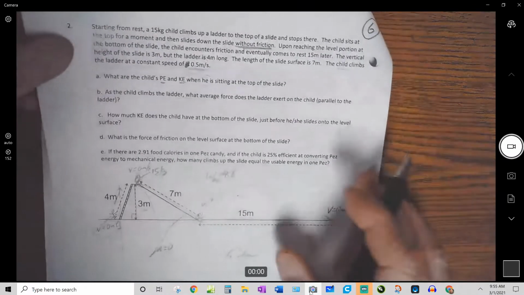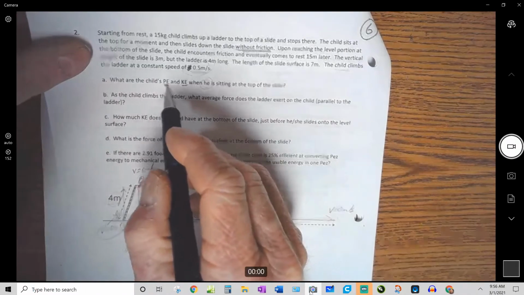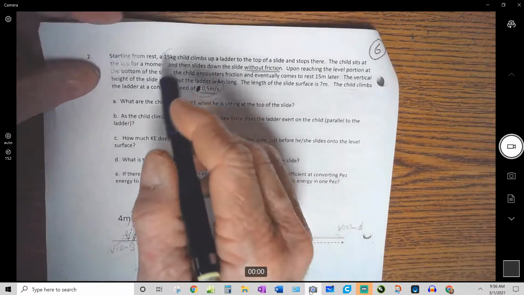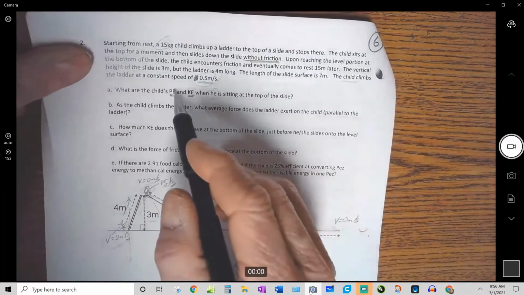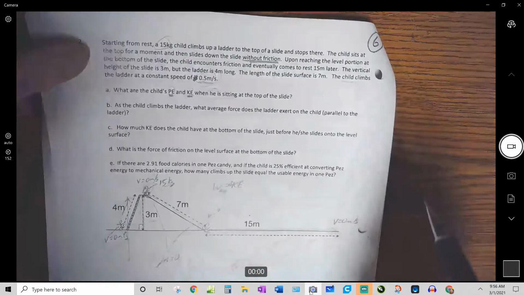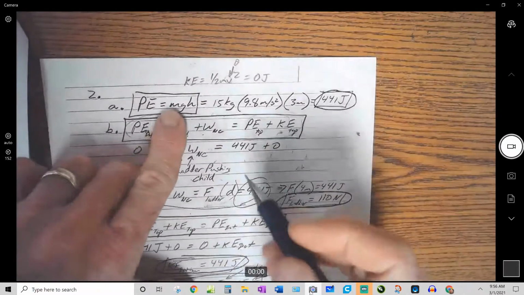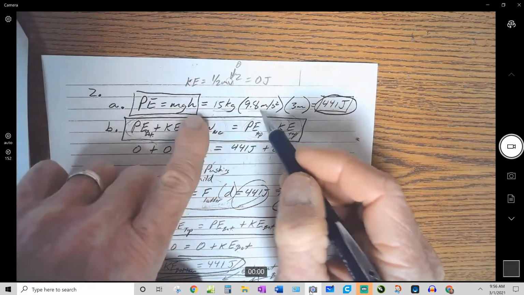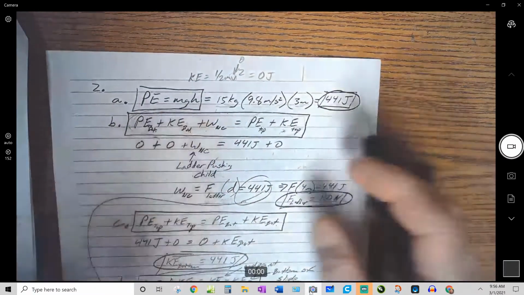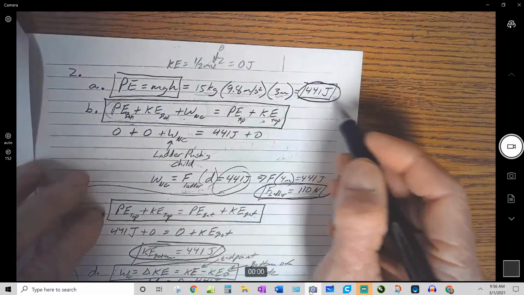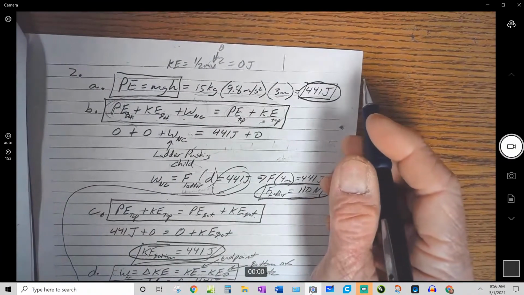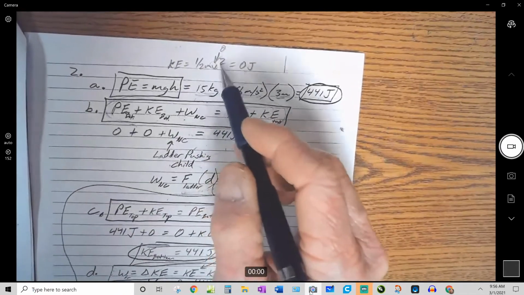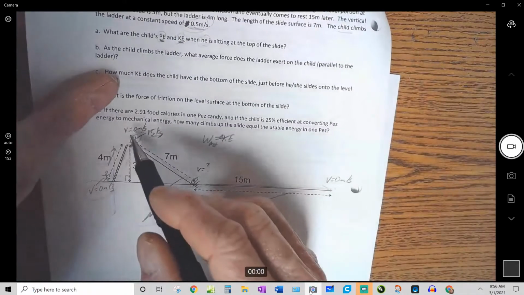Alright, let's go. The child's PE and KE when he is sitting at the top. So he's 15 kilograms and PE is mgh, KE is 1/2 mv squared. So for PE I can plug in 15 kilograms times g 9.8 times the height 3 meters, and that gives me 441 joules. Kinetic energy is 0 because it's 1/2 mv squared, and at the top the child has no velocity.